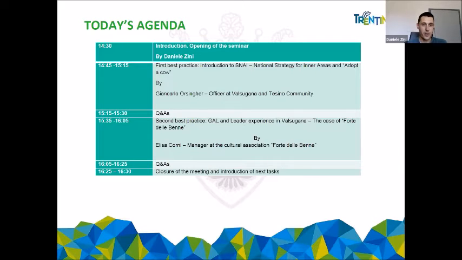After a short break where we will have Q&As regarding the first best practice, Elisa will present the case of Forte delle Benne, and Giancarlo will introduce this best practice talking about the GAL, which is Gruppo d'Azione Locale, so the local action group, which tries to develop rural territories in strict correlation with LEADER, so another European direction. And after that, we will have again a moment where questions and answers can be submitted to Elisa and to Giancarlo, and in closure we will have our steering committee.